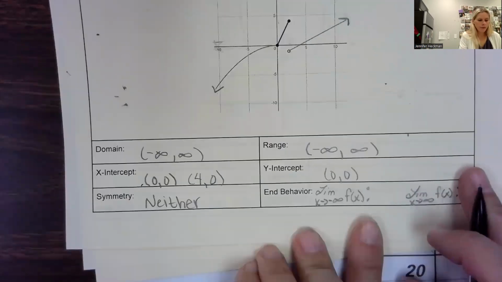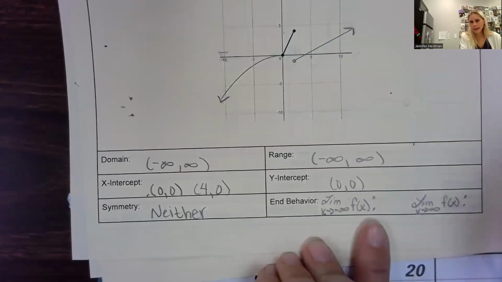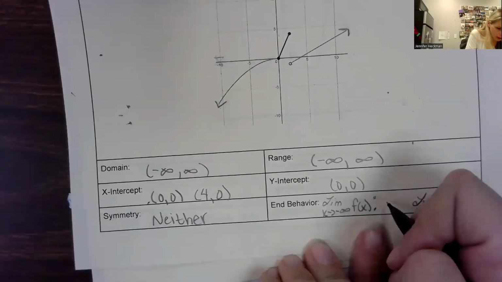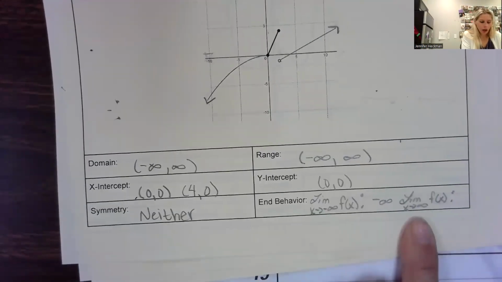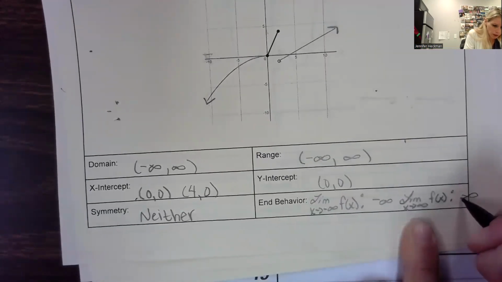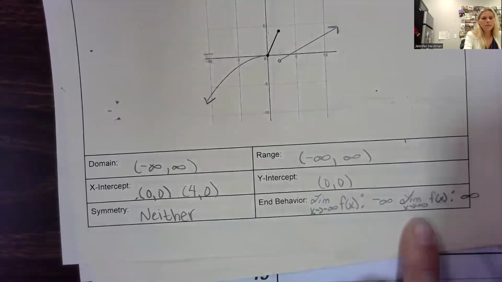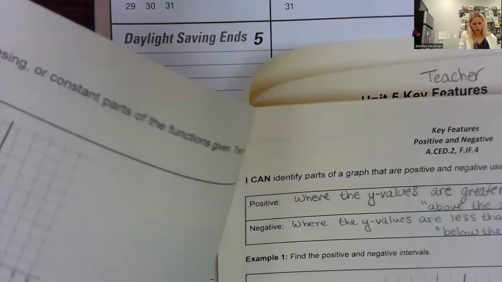And our end behavior, which way is our arrow pointing on the left side? Our arrow is pointing down, so that would be -infinity. And our right arrow is going up, so up is to infinity. Awesome, very good. What I want to show you though is something that we're going to do in the future.